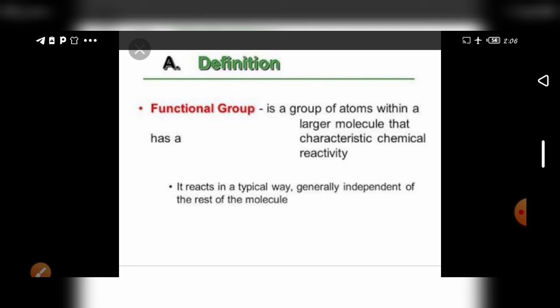The remaining part determines the physical properties of the organic compound. What is meant by physical properties? That is boiling point, melting point, density, specific heat capacity. These are all known as physical properties of organic compounds. Chemical properties mean the characteristics of the organic compounds. Suppose you take alcohol, you know the properties very well. Aldehyde, ketone, like that it goes on.